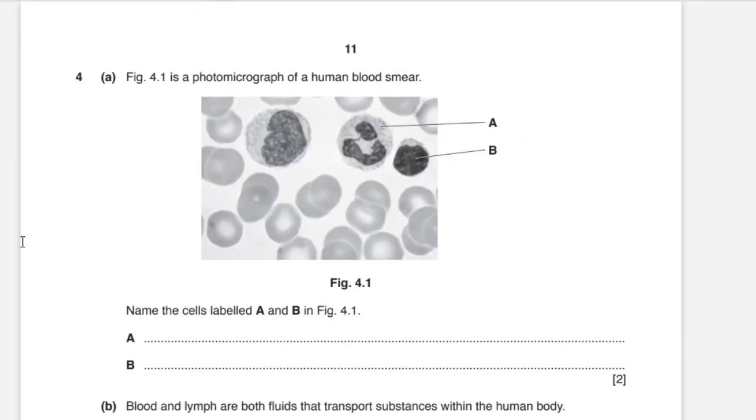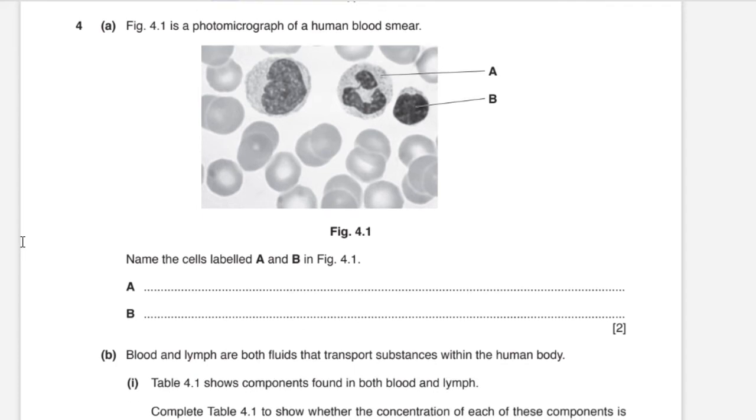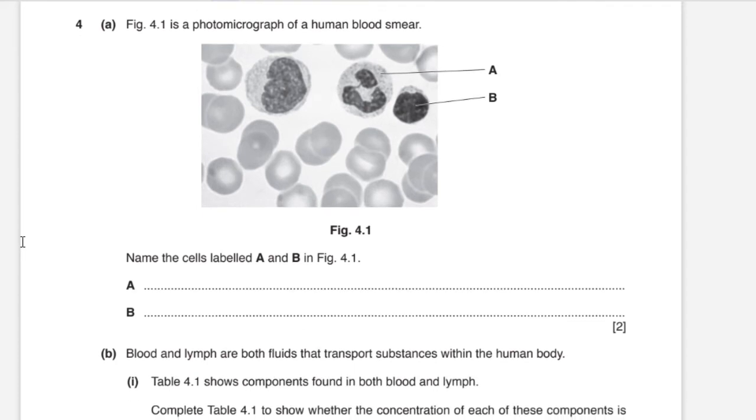4a. Figure 4.1 is a photomicrograph of a human blood smear. Name the cells labeled A and B in figure 4.1. Since A is larger than B and has a lobed nucleus, it's going to be a neutrophil, and B, being the smaller one, would be the lymphocyte. And this one over here is a monocyte.